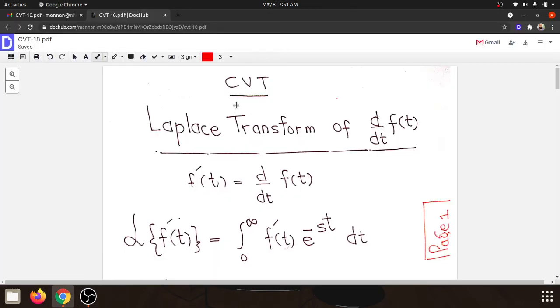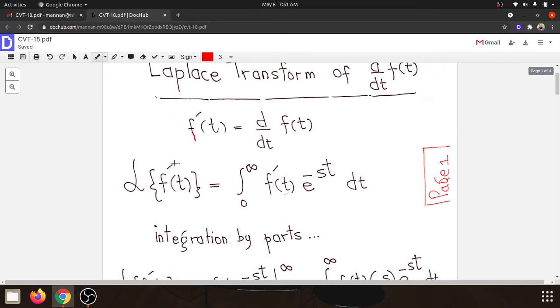Welcome to another lecture on complex variables and transforms, and in this lecture we will study the Laplace transform of d by dt of f of t, the time derivative of f of t. We know that the time derivative of f of t can also be written as f prime of t.